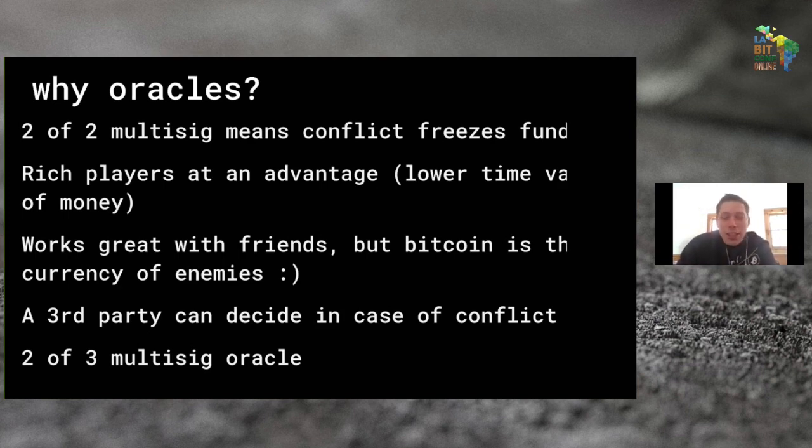So you could also have a 2 of 3 multisig oracle, where you say, okay, Alice and Bob are betting, and you have some third party that is not Alice and Bob who will sort of adjudicate, and in the case of conflict, they will decide who wins. That could work.